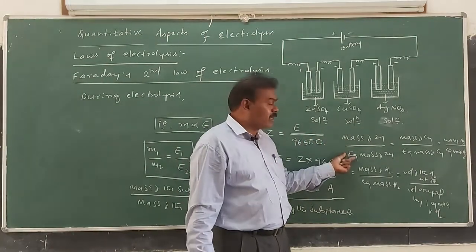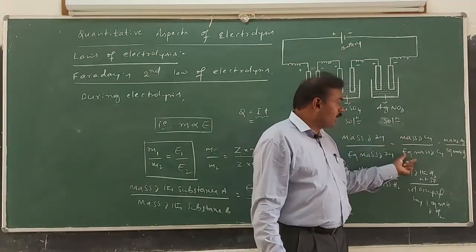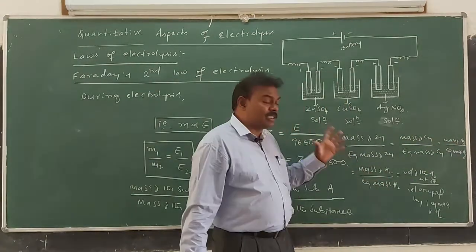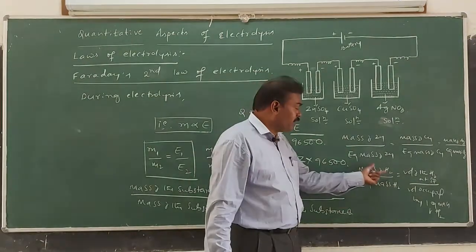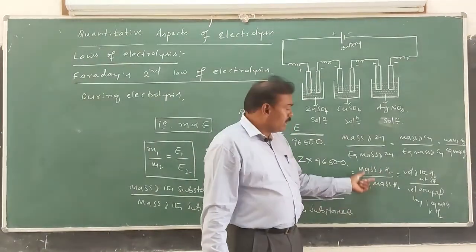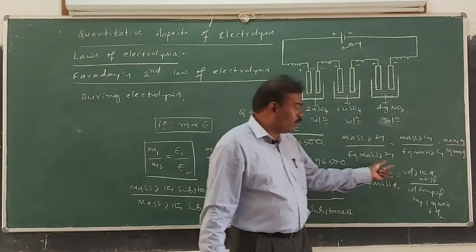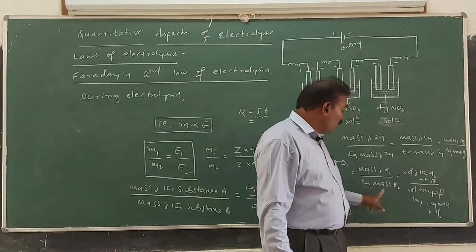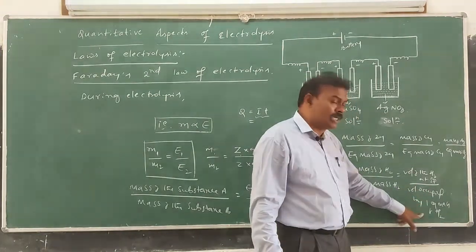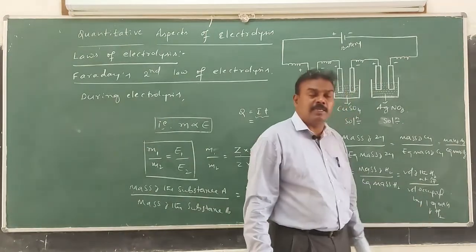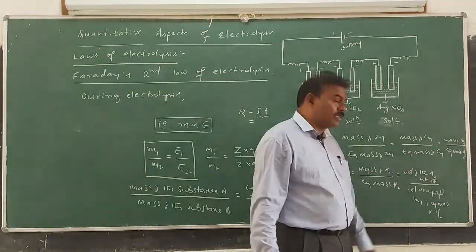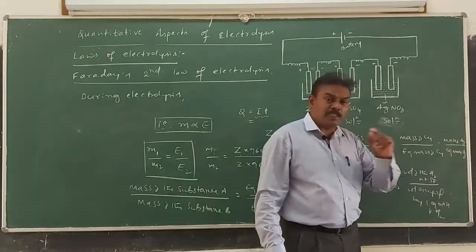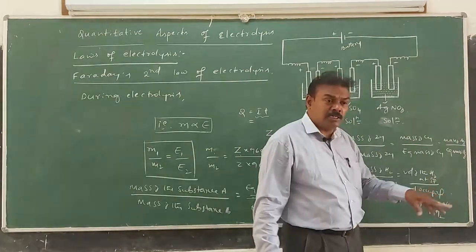Mass of the zinc by equivalent mass of the zinc. Mass of the copper by equivalent mass of the copper. Mass of the silver by equivalent mass of the silver. In terms of gases, mass of hydrogen by equivalent mass of hydrogen. Here, instead of the mass of hydrogen, you take the volume of the hydrogen at STP, divided by the volume occupied by one equivalent mass of hydrogen, that is 11.2 liter or 11,200 cm3. Even in the case of oxygen, it is the volume occupied by the oxygen at STP, divided by 5,600 cm3 or 5.6 liter.